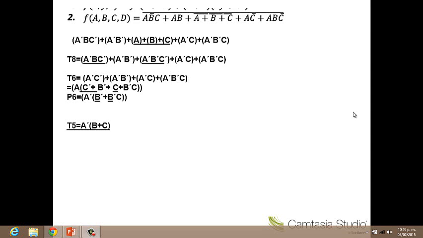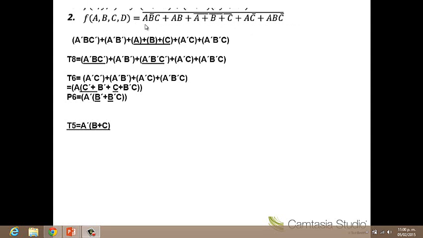Hi, in this video I work with activity number 4, letter B, exercise number 2. Then say that is my function, and in this problem we have a trick because in the function we have a little d, but it's only a distractor the teacher put in that exercise, so I ignore the letter d.